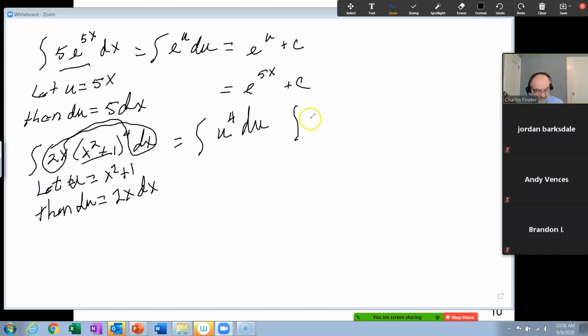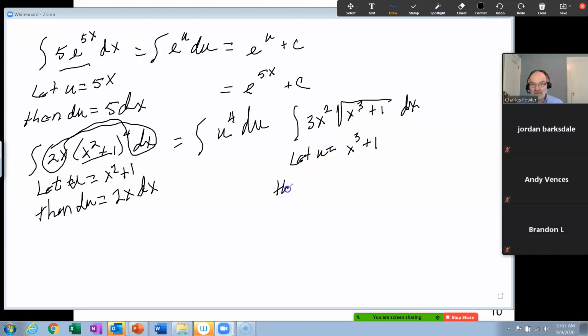The integral of 3x squared times the square root of x cubed plus 1 dx. Okay? What do you reckon your u will be? You choose. x cubed plus 1. Excellent. The innermost part of the most complicated part of the integrand, and that's the square root. Innermost part of that is that.